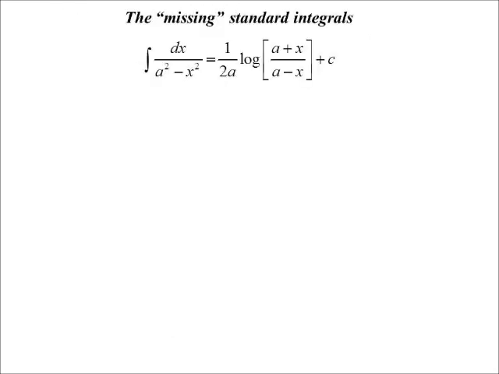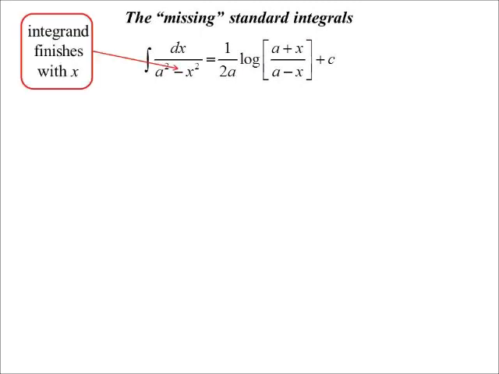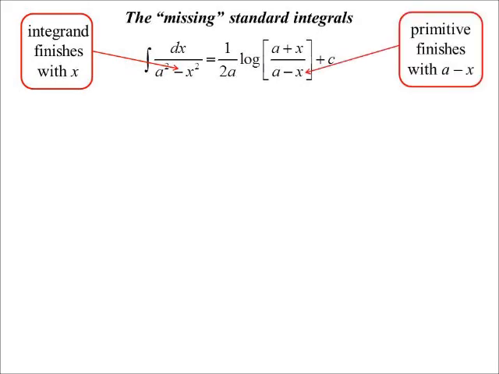So the missing standard integrals, the ones that aren't there. So dx on a squared minus x squared is 1 on 2a, that'll give a plus x, a minus x. So when the integrand, by the way, in case you didn't know, the integrand is what you integrate. So the function after the integral symbol is the integrand. So the integrand finishes with x, so I know the primitive finishes with a minus x.